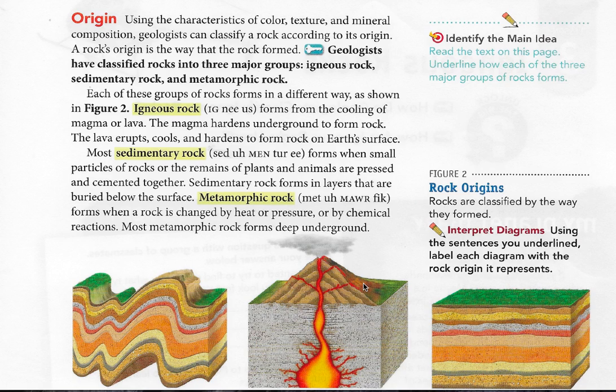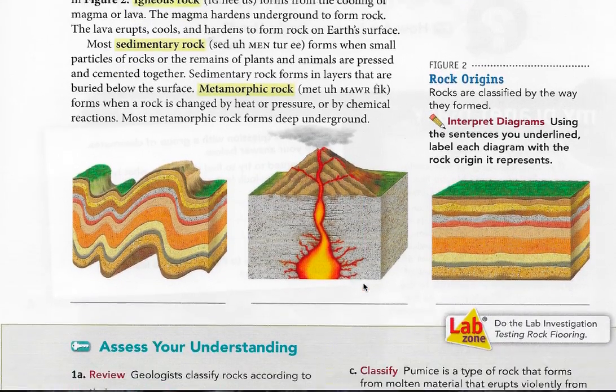All right, most sedimentary rock forms when small particles of rock or the remains of plants and animals are pressed and cemented together. Sedimentary rock forms in layers that are buried below the surface. Metamorphic rock forms when a rock is changed by heat or pressure or by chemical reactions. Most metamorphic rock forms deep underground.